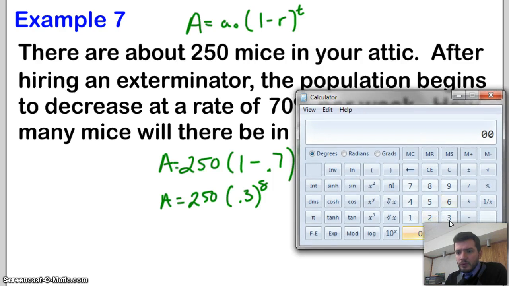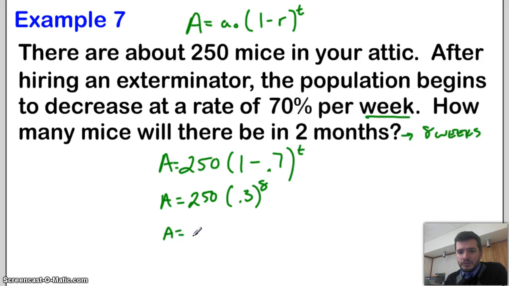So let's go ahead and grab our calculators real fast. So 0.3 to the 8th is 0.006561, so I'm going to go ahead and multiply that by 250. So A equals 0.016. So the last mouse is almost dead. All right. So that's how far they'll be decaying.